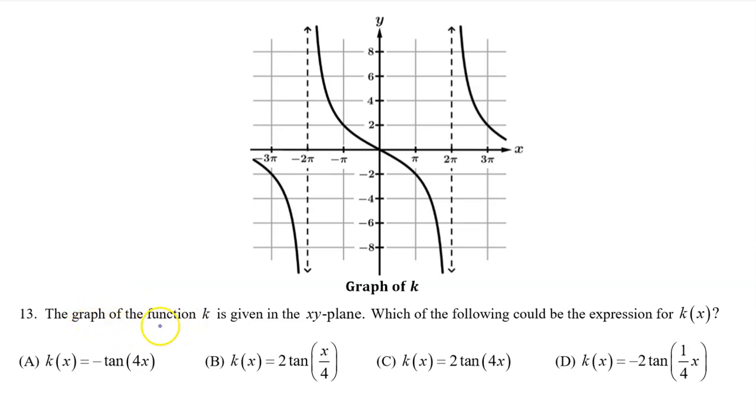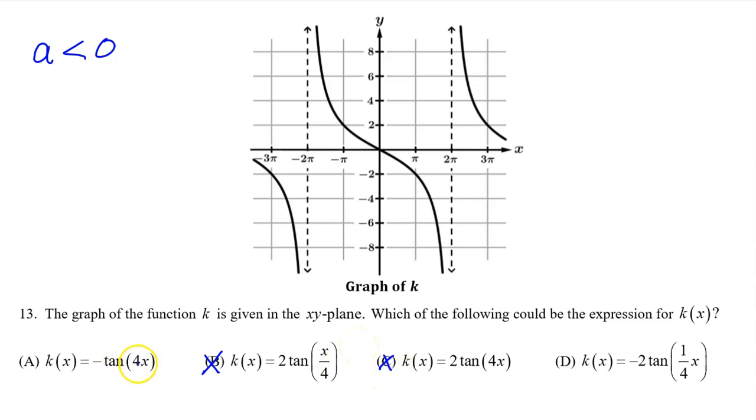Number 13. The graph of the function k is given in the xy plane. Which of the following could be the expression for k of x? Well, first of all, this function is decreasing from left to right. That means we have a negative a value because this is upside down compared to the parent function. Only options A and D have this negative a value, so we can eliminate B and C.